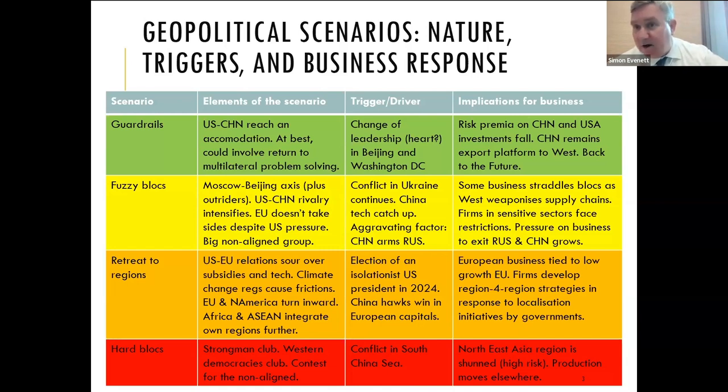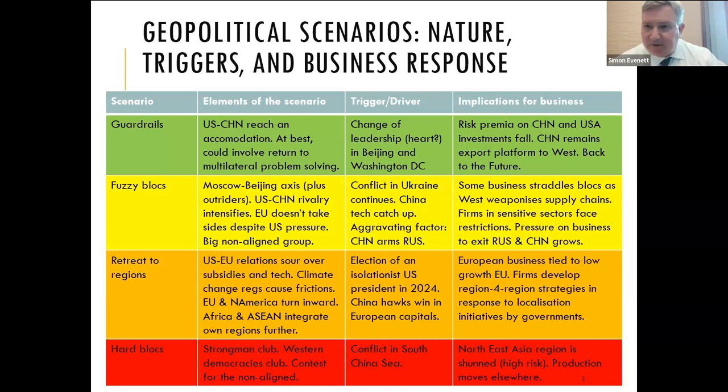Of course, the last scenario, which I'd like to put on the table, is the creation of harder blocks amongst the strongmen and the Western democracies. There would be, under these circumstances, a contest for the non-aligned nations, of which there are well over 100 and lots of different geographies involved. The trigger for this is quite possibly some form of conflict in the South China Sea, which spills over and draws in the Western nations.